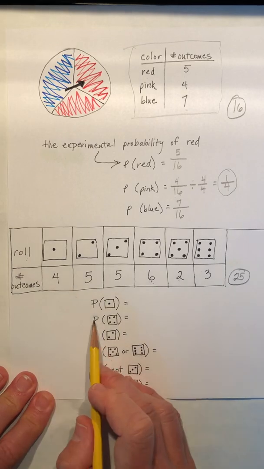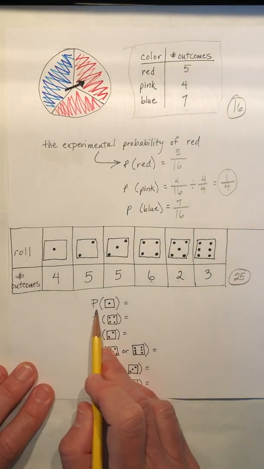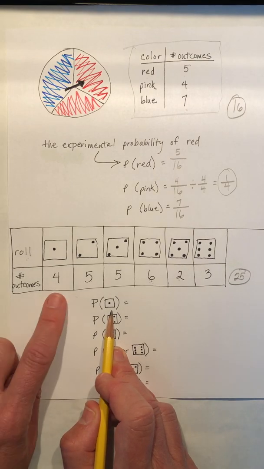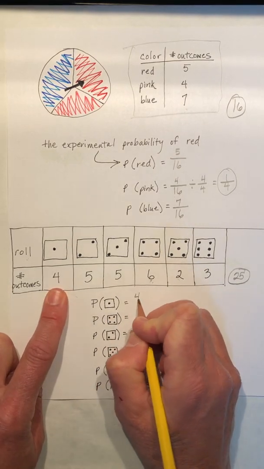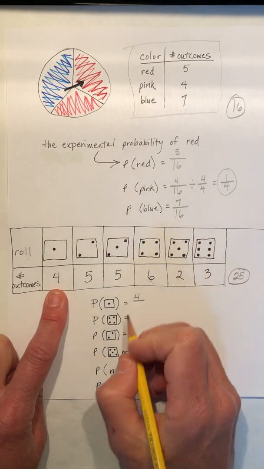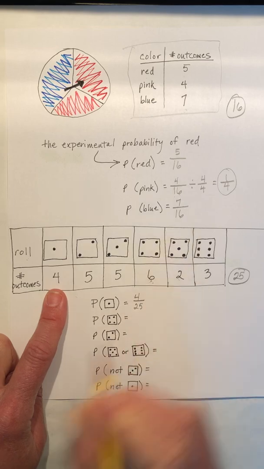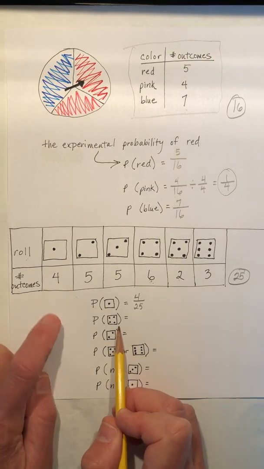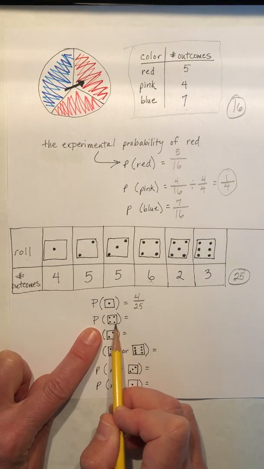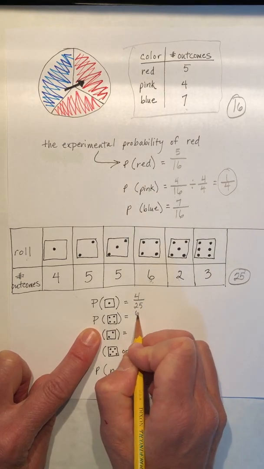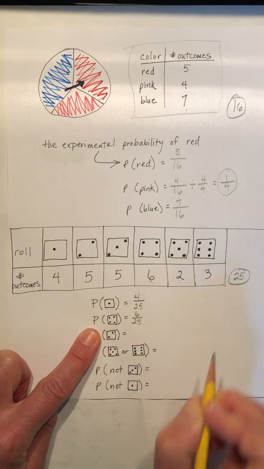So what was the experimental probability of getting a 1? Well, the number of times I got a 1 was 4. The total number of times I rolled was 25. So 4 out of 25. The experimental probability of getting a 4, that's not a very good looking picture, but I had 6 4s. So we say the experimental probability was 6 out of 25.